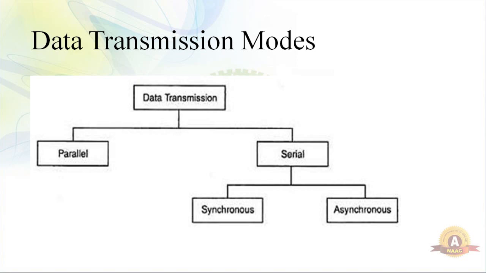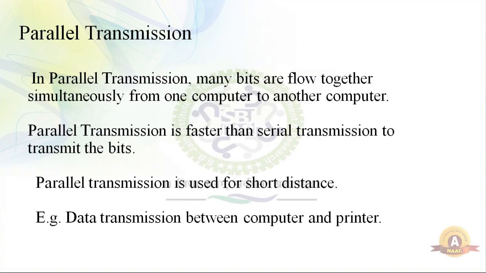When we discuss the serial transmission of data, there are two parts, synchronous and asynchronous. We will look at them one by one. First we discuss parallel data transmission and then serial data transmission. So the first one is parallel transmission.